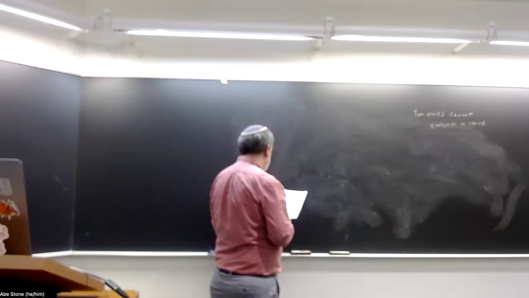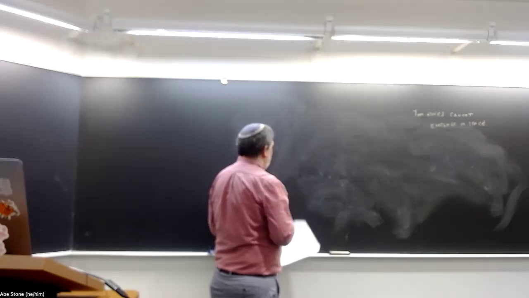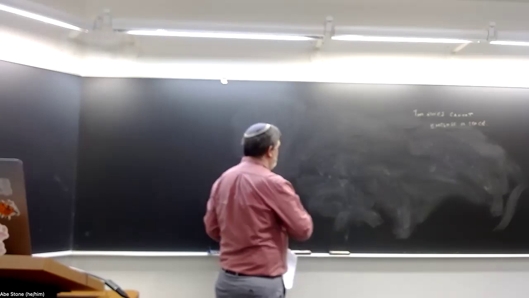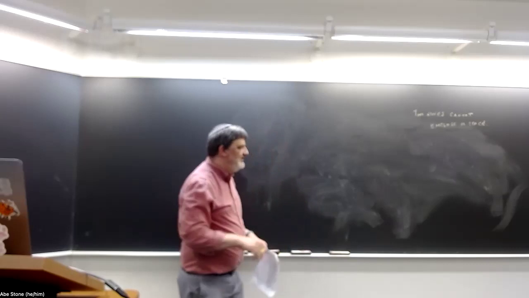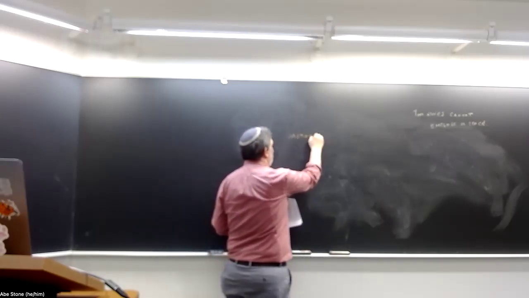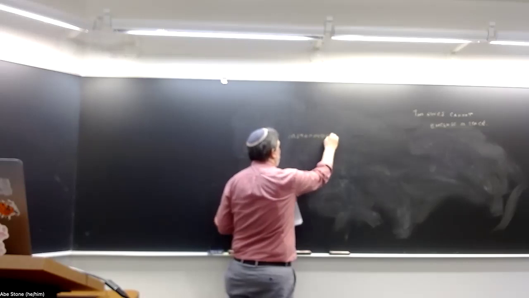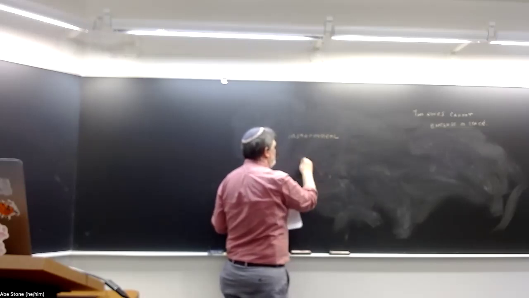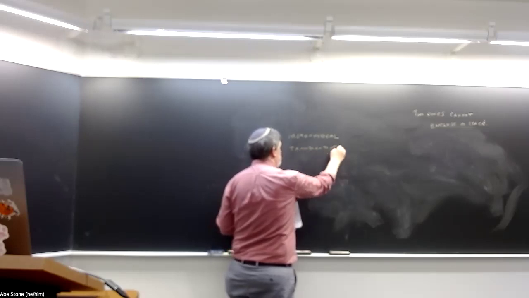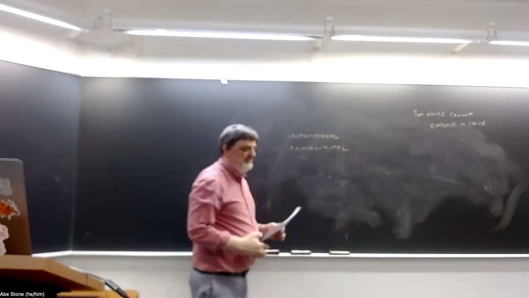So, there's two parts of the basic argument. The first one is called the metaphysical exposition of the concept of space. And the other one is called the transcendental exposition of the concept of space.